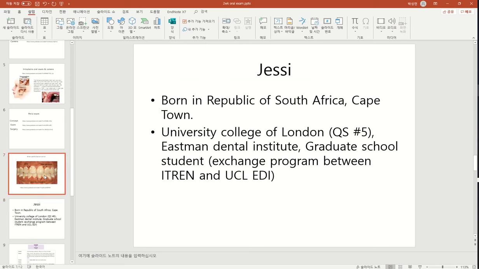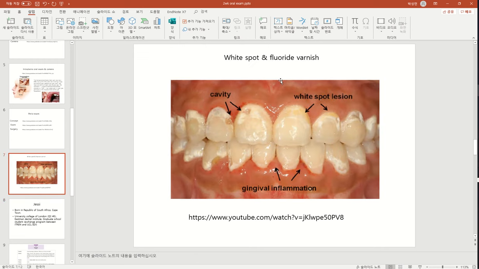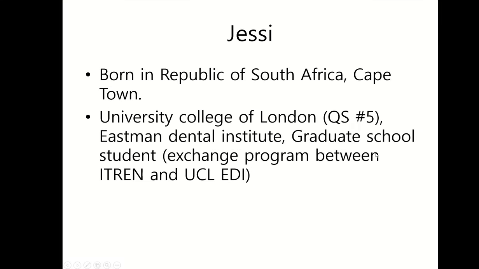So yeah, this is the background of this dialogue. When you look at this video clip and my class, you can easily understand what's going on in our dialogue. So for having the dialogue, I'm going to introduce one person. Her name is Jessie, born in Cape Town, Republic of South Africa. She is from University College London, which as you know is number 5 in the QS world college ranking. Also, she is a graduate of the UCL Eastman Dental Institute, and she joined ITREN as an exchange program. Okay, please welcome her.